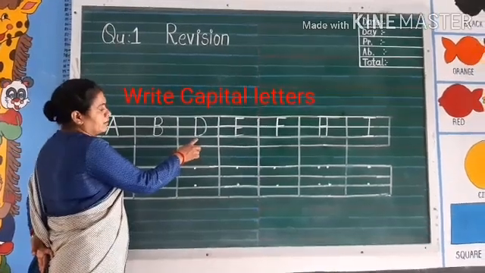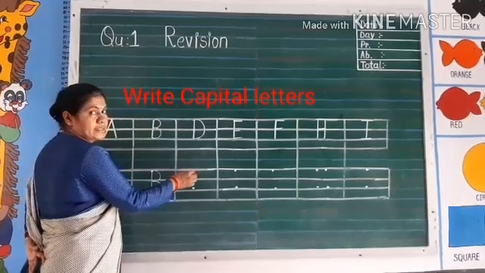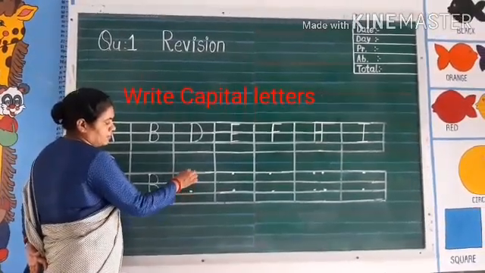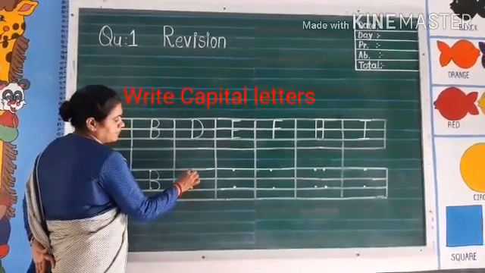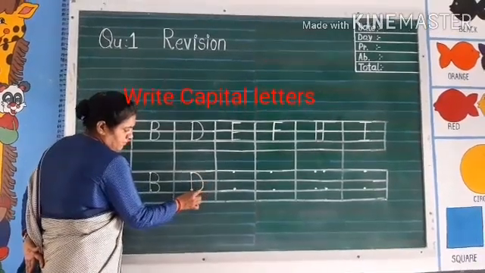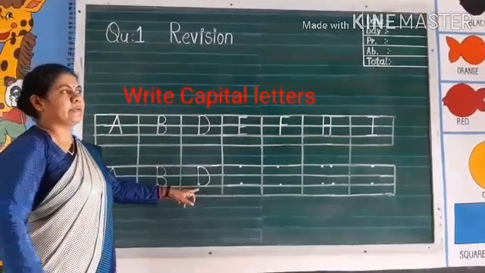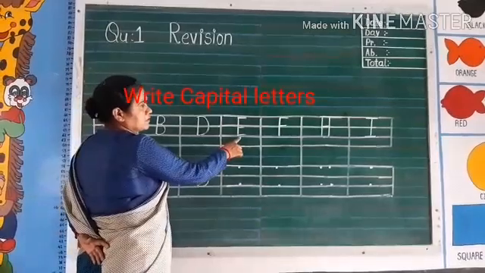Again, which letter is this? D. How to write D? First, 2 dots are given. Up to down, make a standing line. Then curve. This way you have to write capital letter D.